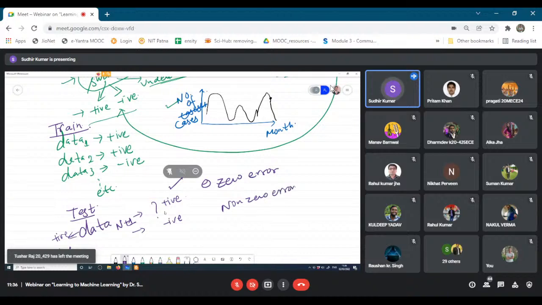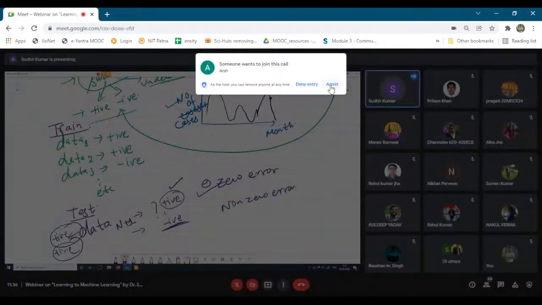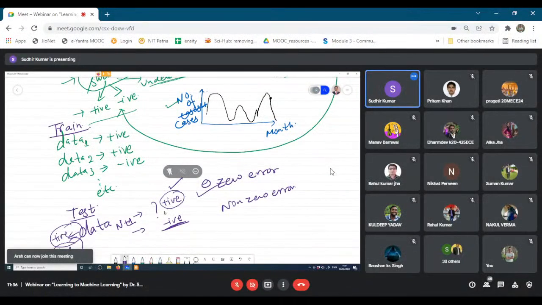If you are positive and it is giving positive, it is fine. But if you are positive and you are getting negative, what is that called? You are actually positive, but the machine learning algorithm is classifying you as negative. What is that called? Non-zero error is fine, but what is the name of this metric?